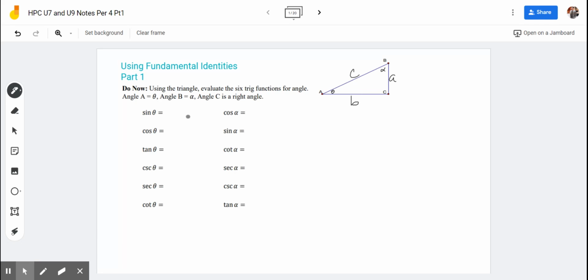All right, so from here we're going to do the six trig functions. So sine of theta. So remember from SOHCAHTOA, sine is opposite over hypotenuse, cosine is adjacent over hypotenuse, tangent is opposite over adjacent. Okay, so sine of theta, opposite over hypotenuse, is going to be little a over c. Cosine of theta, so it's adjacent over hypotenuse, so it's going to be b over c. Tan of theta is opposite over adjacent, so it's going to be a over b.